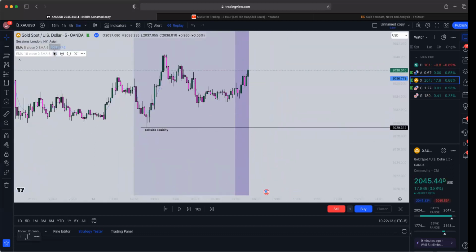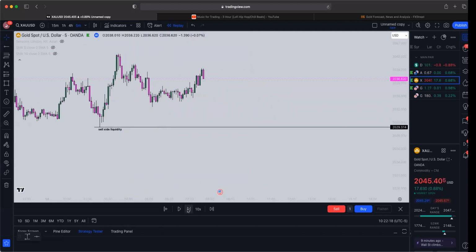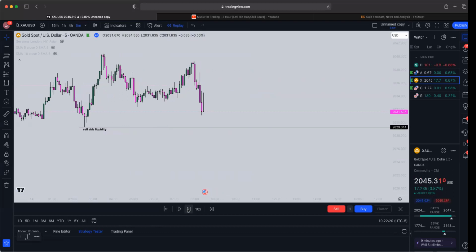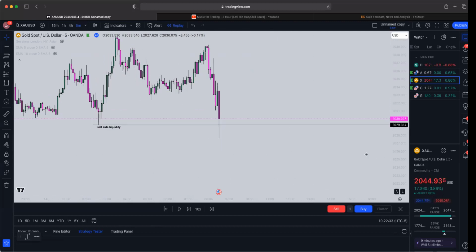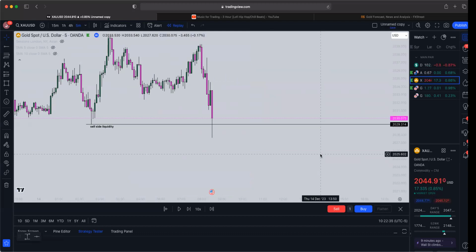So it took out, let me go and take these EMAs off. It took out sell side liquidity, right? Now, most traders would just be selling this, right? Now, if you got in right here and exited right here, then yeah, you would have got your 20 pips. But this is for people who are looking for a clear setup and people who are looking to hold their trades a little bit more, all right?